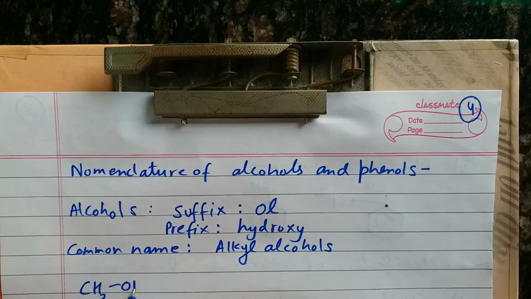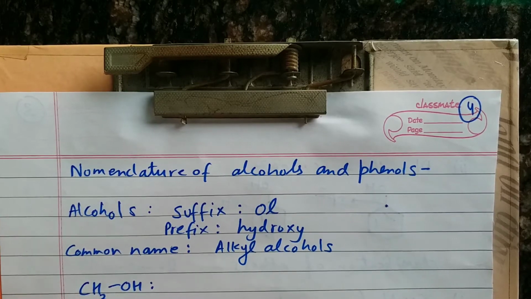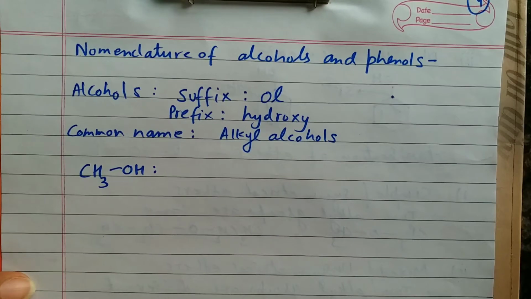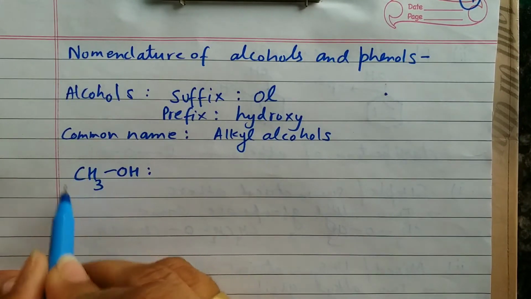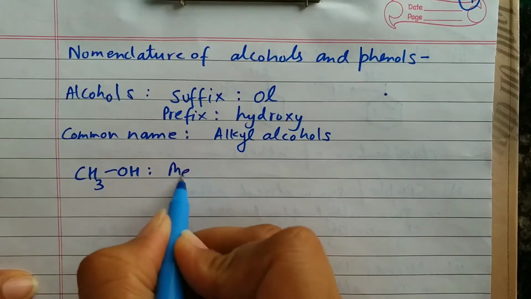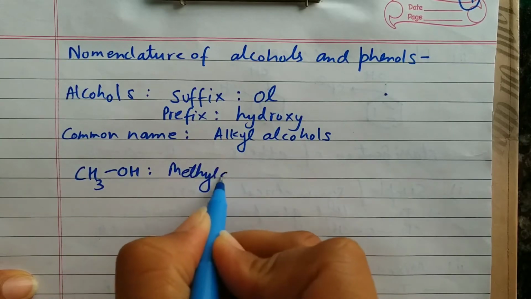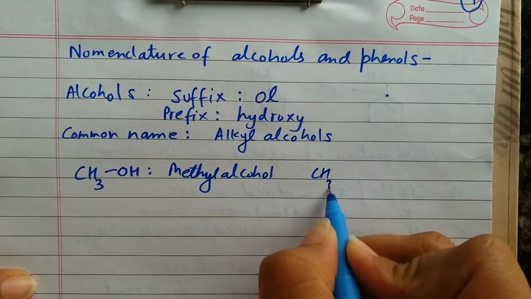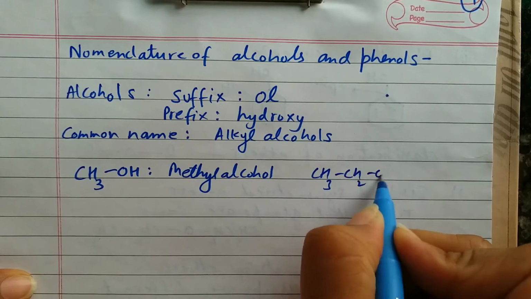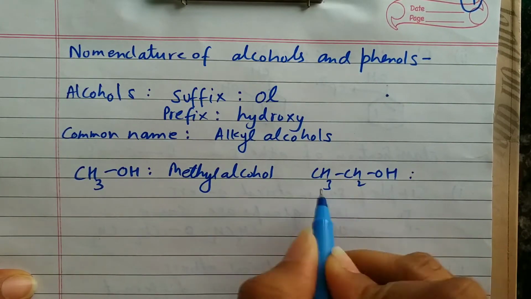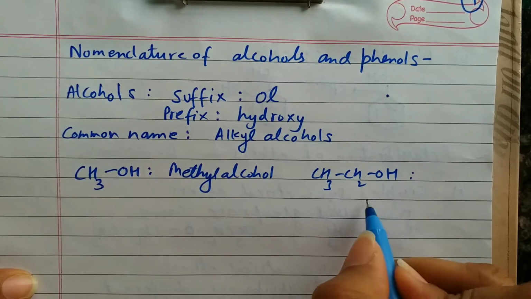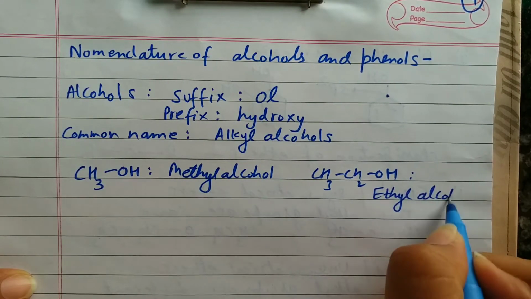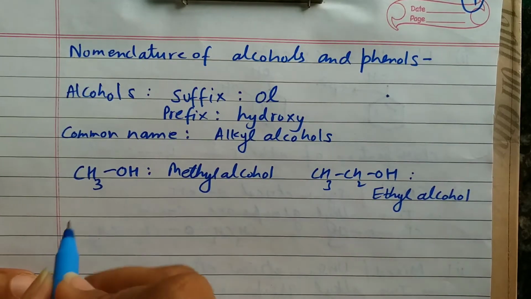For example, CH3OH. Now, which alkyl group do you identify here? The alkyl group that you identify here is methyl. Identify the alkyl group methyl and put alcohol behind that. So methyl alcohol. Let's say you have this alcohol CH3CH2OH. Now which group do you identify here? Ethyl group. So this is termed as ethyl alcohol in the common system.